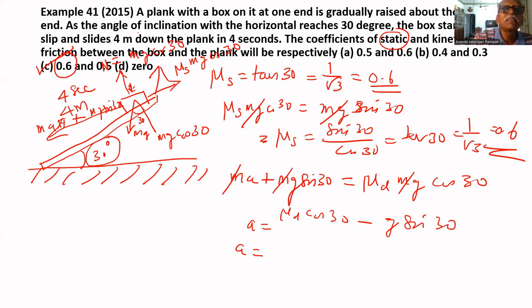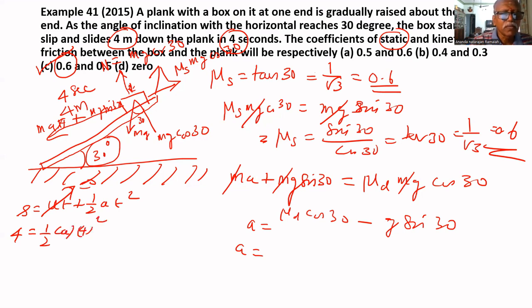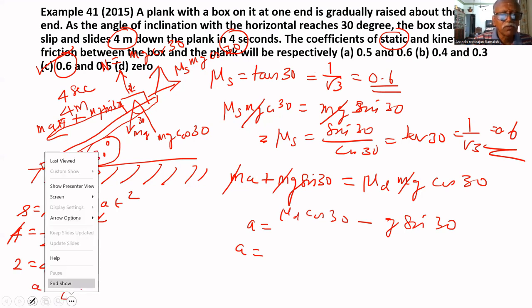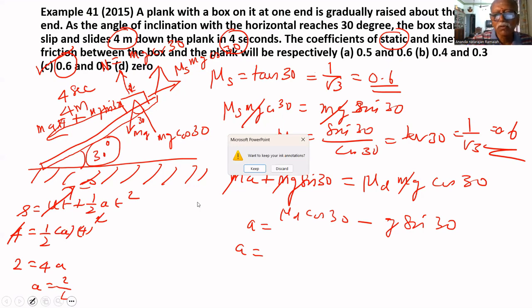To find a, it is given that it came down 4 meter in 4 seconds. Therefore, we have to find the acceleration. We know that s equal to ut plus half at square. u is 0. Therefore, s is given 4, half a t square, in 4 second, 4 square. Therefore, these two getting cancelled. 2 equal to 4a. That is therefore a equal to 2 by 4, that is equal to 1 by 2.